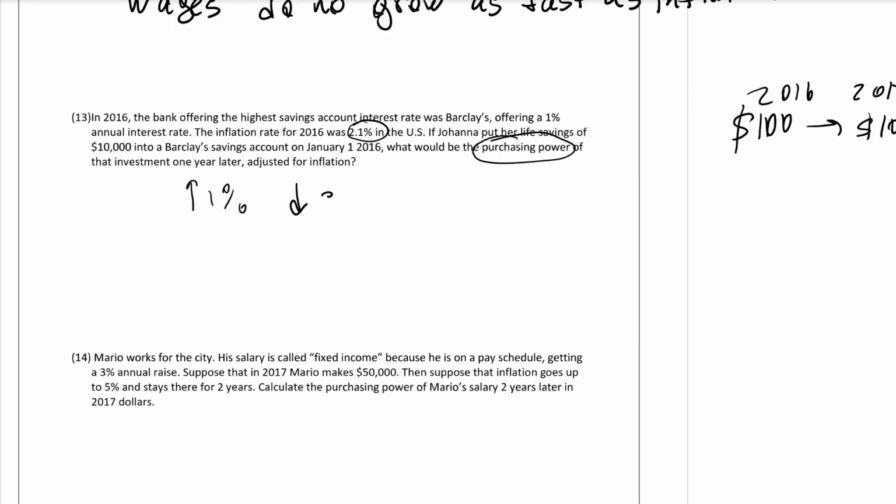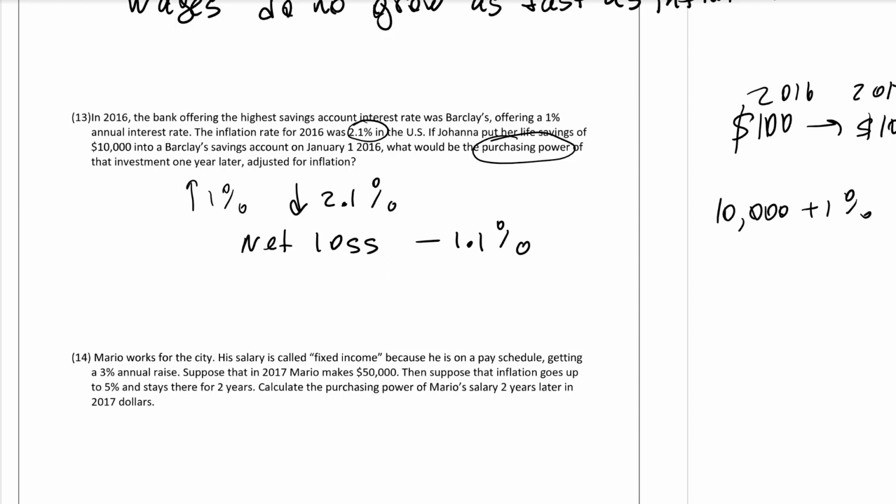but then the money is going to go down by 2.1%, then the net loss for her is not that she's going to lose those dollars. No. It's just that the value of those dollars is going to be 1.1% less. She's still going to have more than $10,000 in the bank. It will be 10,000 plus 1%. What's 1% of 10,000?